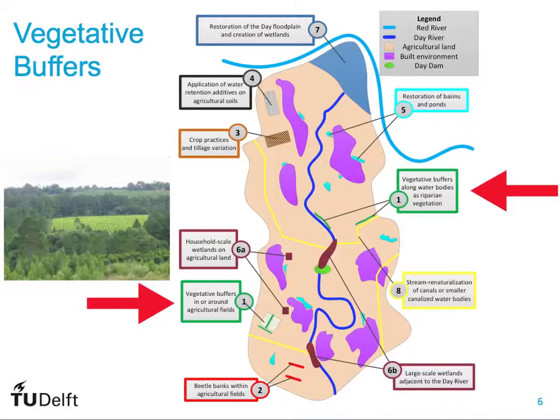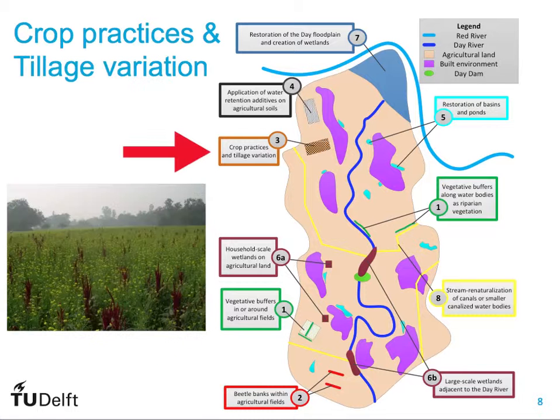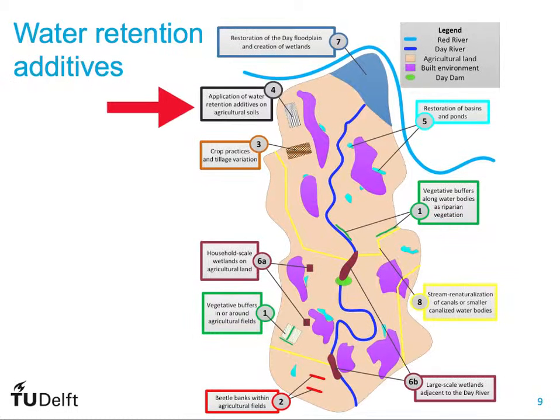The first measure are vegetative buffers in and around agricultural fields, as well as along water bodies. Beetle banks could be a good way to control pests in a natural way. The change in crop practices and tillage variation can improve the agricultural soils and also provide ecosystem services. The application of water retention additives can improve soil conditions.